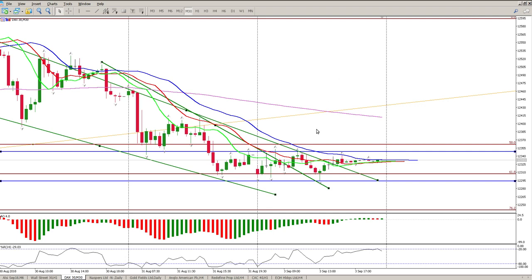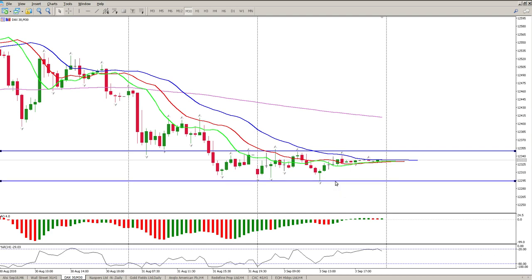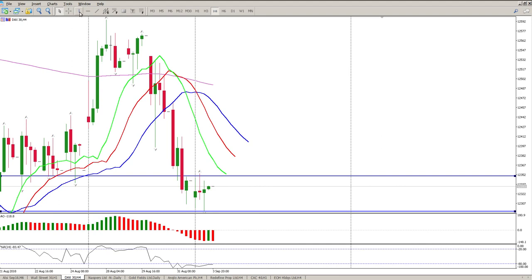So what I'm looking for is a break above 12,350 and a break below 12,352. So that's kind of the consolidation area. I'm looking for a break, and targets for me are going to be pretty simple. The first most logical target is going to be this tail here.